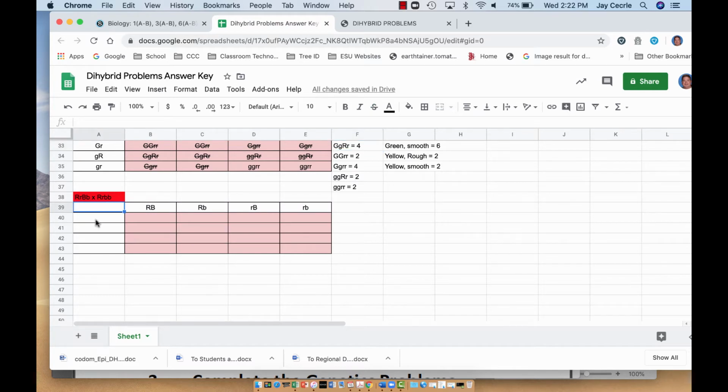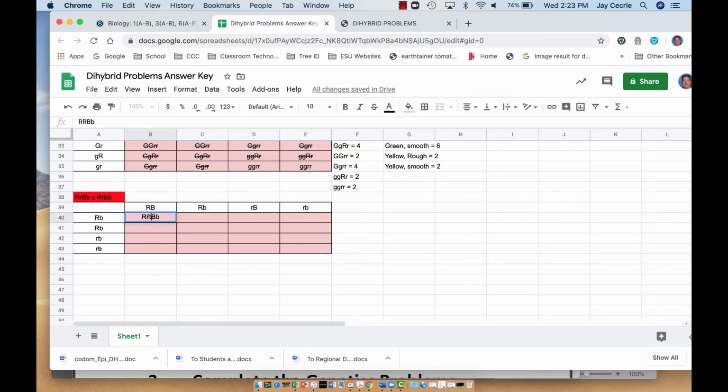Okay, and then the other one's going to be capital R, lowercase b, capital R, lowercase b, lowercase r, lowercase b, lowercase r, lowercase b. Okay, so we'll be able to do a little bit of the fill with the arrows when we get to this. So we're going to start with our first combination, big R, big B, little b.